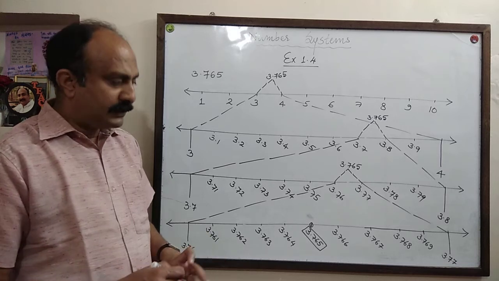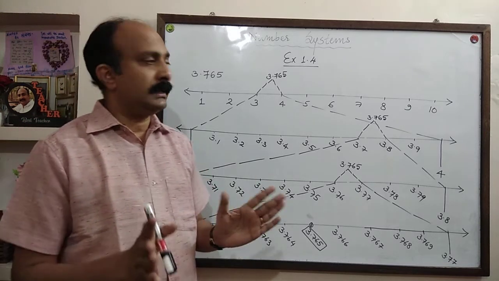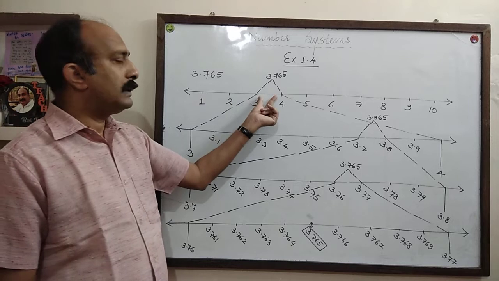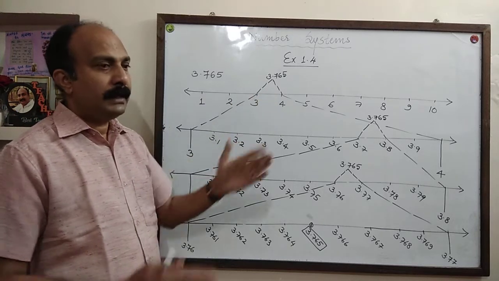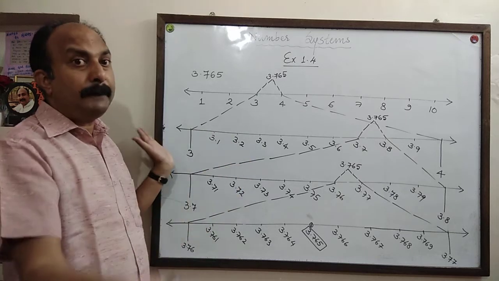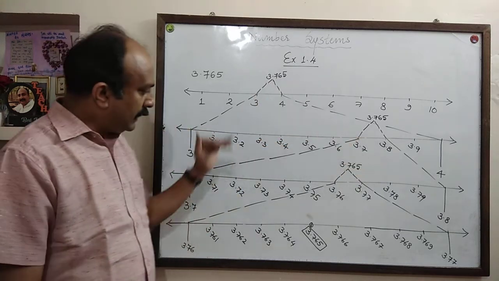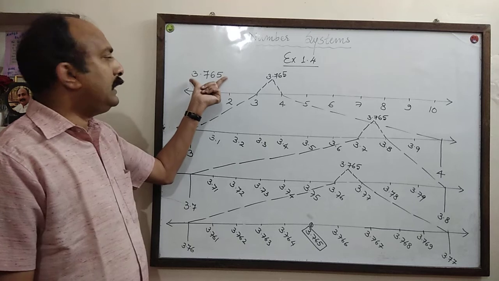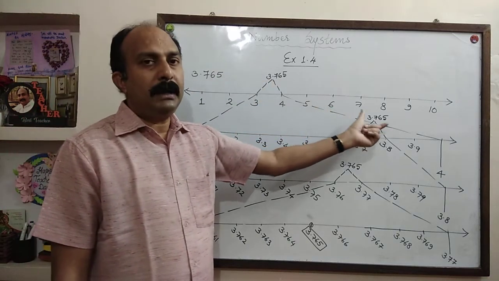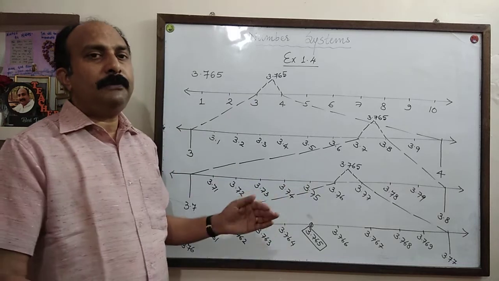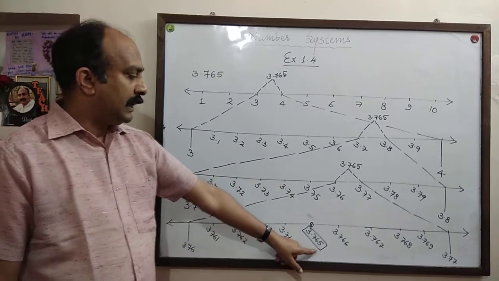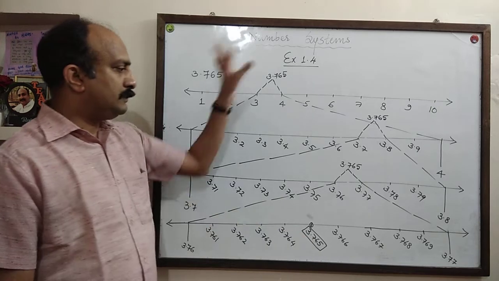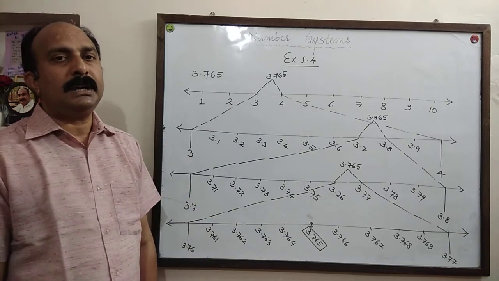This method is known as successive magnification method. I repeat, in the first line we will show the given decimal number between two integers 3 and 4. Now that 3 to 4, 1 unit, is magnified 10 times, again 10 times, again 10 times. At each step you have to identify where our number lies. Then that 1 unit is magnified 10 times, again and again, until you get exactly the same number which is ours. This method is known as successive magnification method.